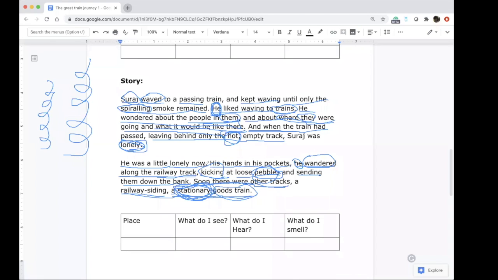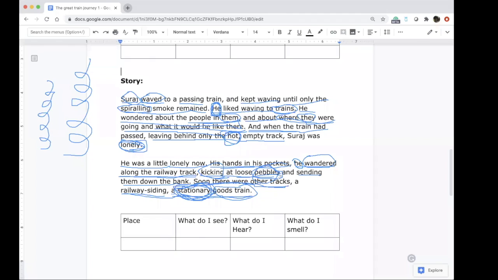He was a little lonely now. Suraj is feeling a little lonely because the train had already left. His hands are in his pockets. Suraj is keeping his hands in his pockets. He wandered along the railway track. He is walking along the railway track, kicking at loose pebbles. While walking along the railway track, he's kicking the stones that were on the railway track and sending them down the bank. When you kick the stones, they will go away from the track, right? So the same thing is happening here.